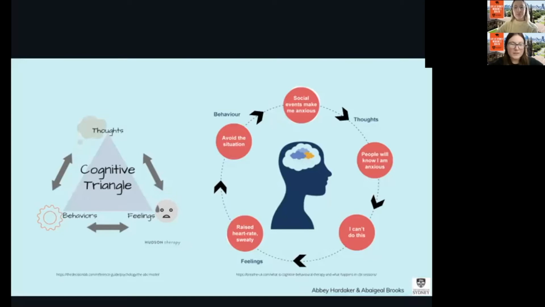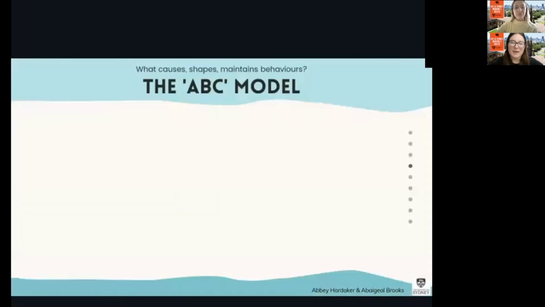What actually causes, shapes, or maintains these behaviours? As mentioned, behaviours occur in a cycle. This cycle involves our thoughts, beliefs, feelings, and surroundings. Repetition is what maintains the cycle of behaviour. The ABC model is a tool we can use to understand how behaviours are formed and maintained, looking at what happens before, during, and after that behaviour.